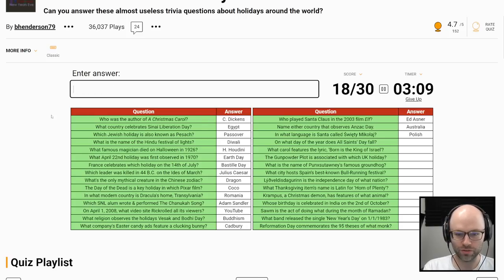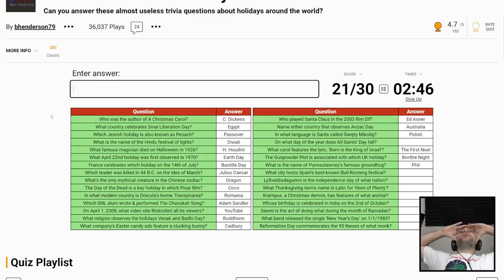What carol features the lyric, Born is the King of Israel? That's the first Noel. The gunpowder plot is associated with Guy Fawkes Day. The name of Punxsutawney's famous groundhog, Phil. Spain's bull running festival is in Paloma. It's in the running of the bulls in Pamplona?